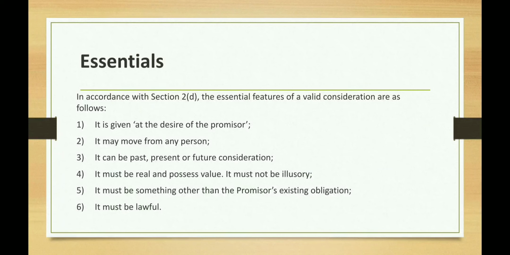Essentials of consideration. In accordance with Section 2(d), the essential features of valid consideration are as follows. It is given at the desire of the promisor. It may move from any person. It can be past, present, or future consideration. It must be real or possess value. It must not be illusory. It must be something other than the promisor's existing obligation. It must be lawful.